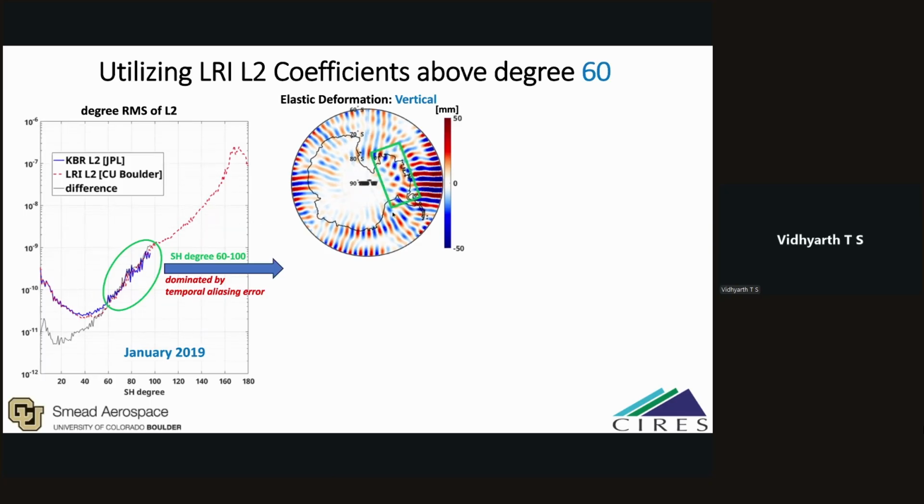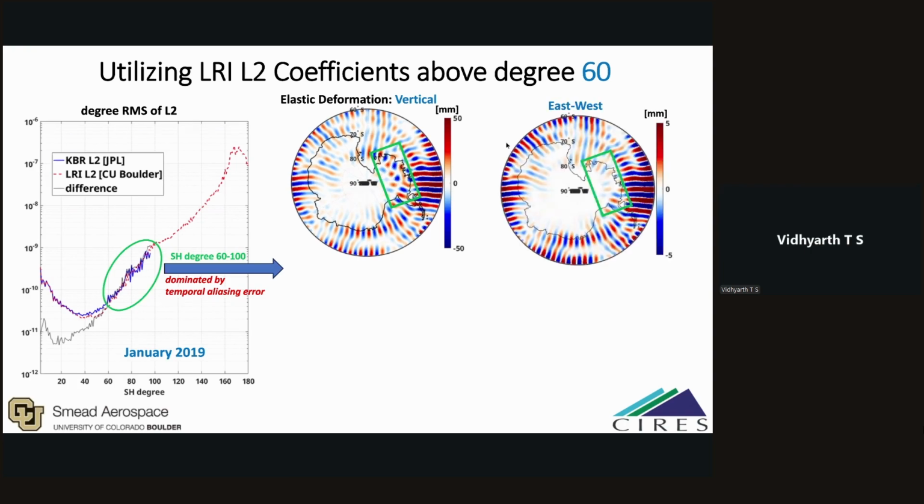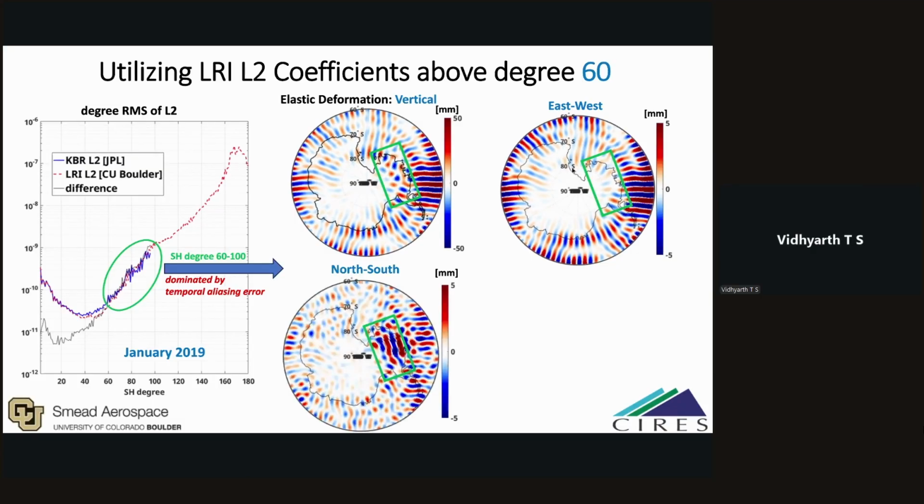So if you look at West Antarctica in the vertical elastic deformation, you see some signal which may or may not be real deformation. The east-west elastic deformation purely shows the noise stripes, right? But we all know that GRACE provides the most accurate gravity information in the north-south direction. So if you look at the north-south elastic deformation in West Antarctica, you see this pattern, which seems to be real geophysical signal, real deformation signal.